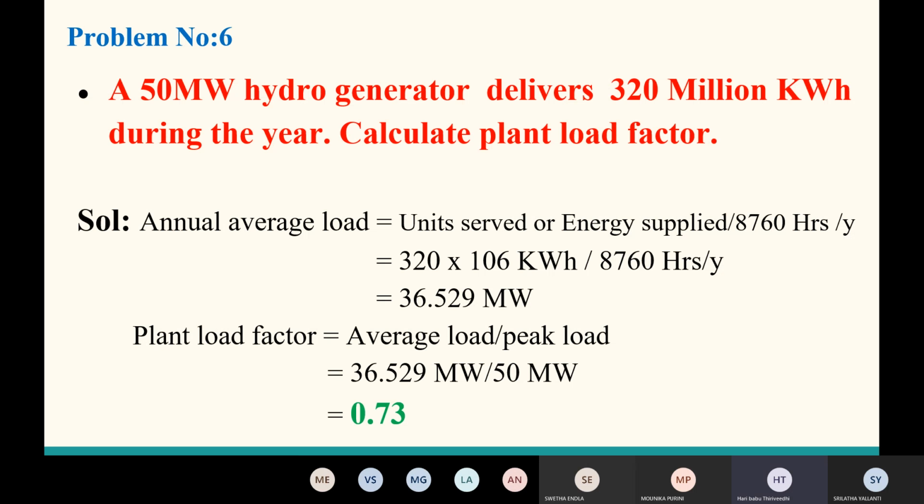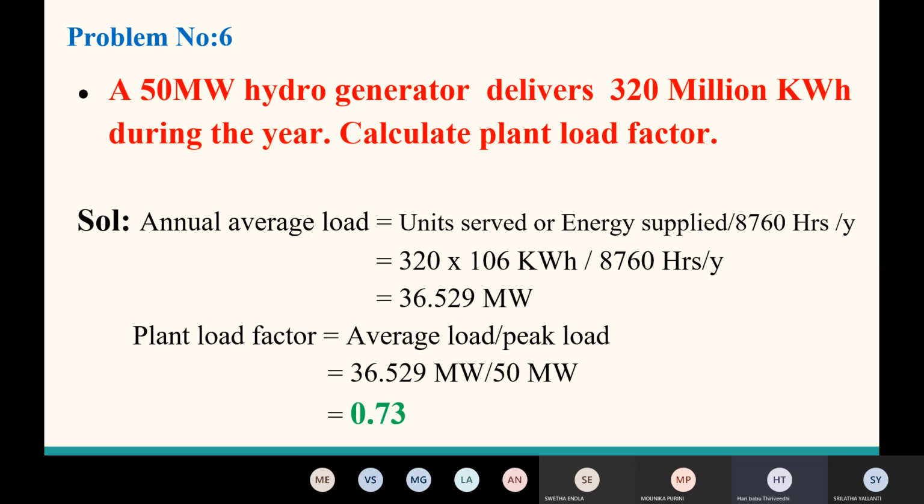So load factor is nothing but average load by maximum demand, right? What is meant by average load is nothing but number of units delivered or supplied, number of units generated divided by hours in a year. So annual average load is equal to number of units generated divided by hours in a year. That is equal to number of units generated divided by 8760.